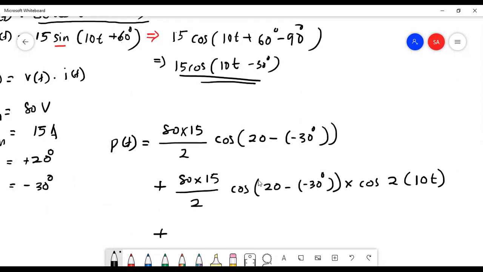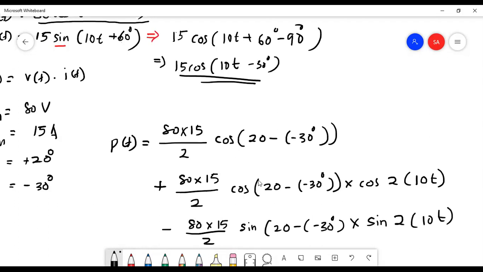Plus 80 times 15, sorry, this is not plus. This is actually a negative. The third term is a negative over 2 sine, it's not cos, it's actually a sine, sine of 20 minus negative 30 degrees multiplied with sine 2 times 10t.